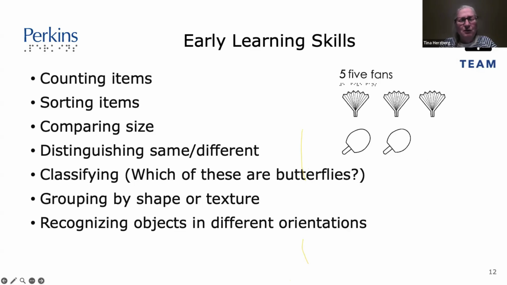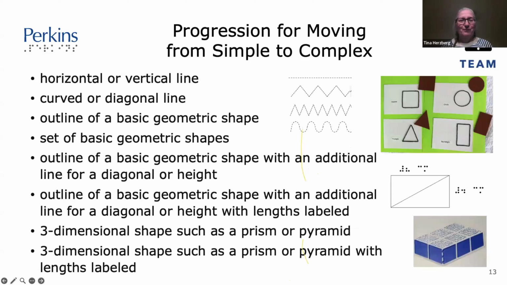And then this last one I think is so important: recognizing objects in different locations and different orientations. So what we mean by that is, if we have a right triangle, we're going to see it. I think it's on the next slide. It's not on the next slide. Okay, so I'll just talk through it.